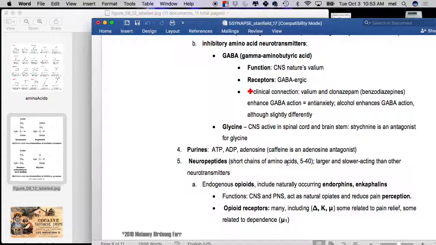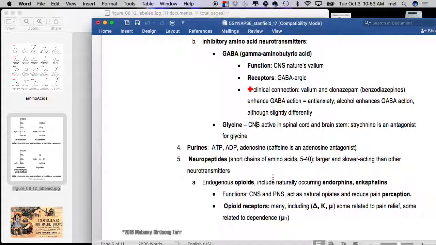Louisiana. Okay, so glycine is the next one. Here's glycine. Glycine is inhibitory, but it's active mostly in the spinal cord and brain stem. Strychnine kills you. Have you heard of strychnine, the poison? Yeah, it's rat poison. Yes, rat poison. Strychnine kills you because it's an antagonist for glycine. So it's an antagonist to an inhibitory neurotransmitter in the spinal cord and the brain. It makes you go into seizures and then you die. Okay? All right. So that's GABA.